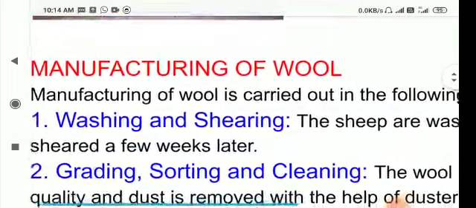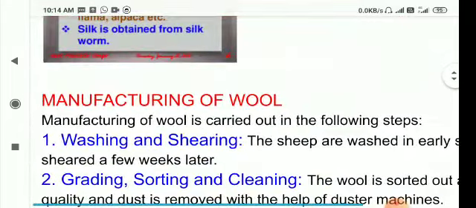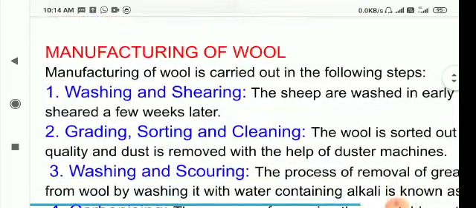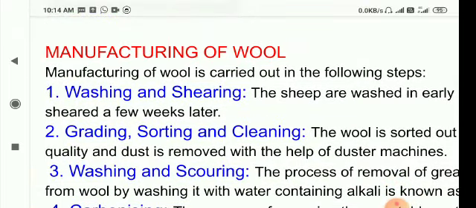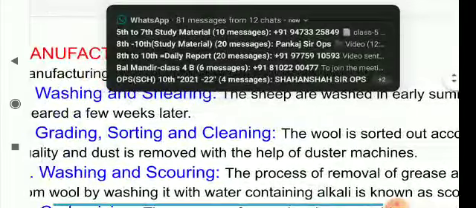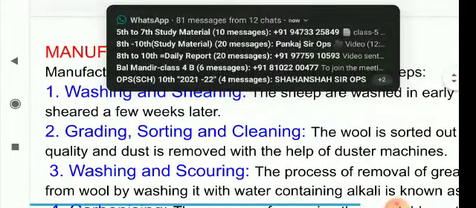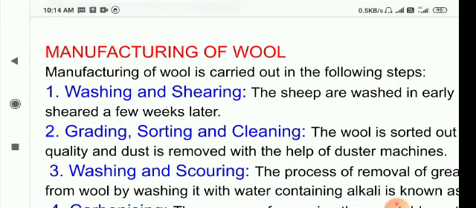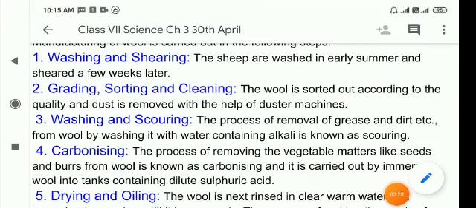So manufacturing of wool is carried out in the following steps. Number one is washing and shearing. So the sheep are washed in early summer and sheared a few weeks later, students. After shearing, students, the next step is grading, sorting and cleaning. Sorting means classifying, student. It is classified and then it is cleaned. That means dust is removed with the help of a duster machine.